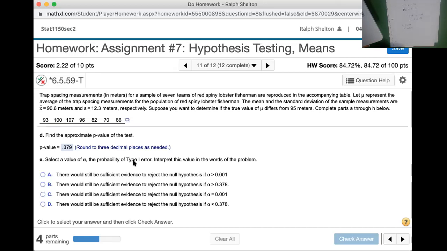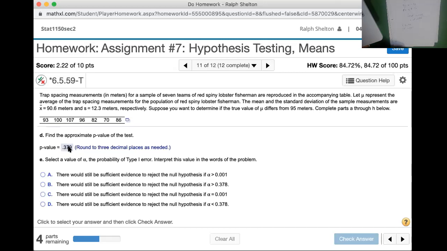So your significance level is your type 1 error. It says, interpret this value. In other words, there would be sufficient evidence to reject the null if alpha were greater than 0.001. So here's our p-value. This is a big number for a p-value, right? And remember what the test is. You compare the p-value to the significance level. If the p-value is less than the significance level, you reject. End of story. It's as simple as that.